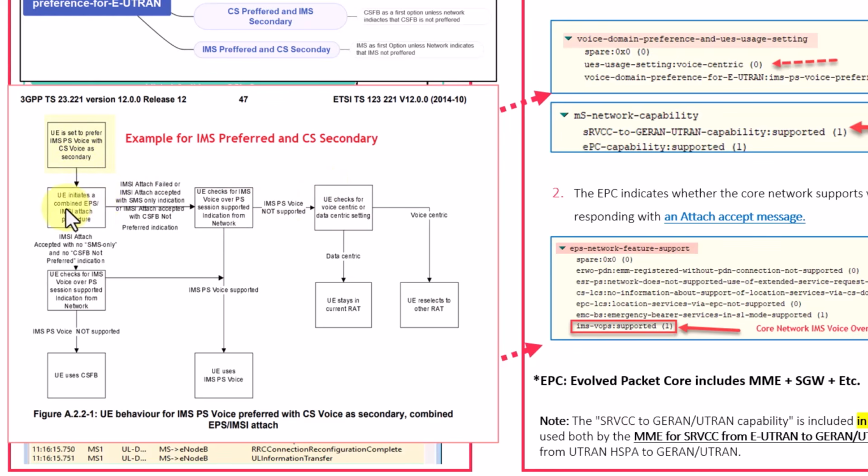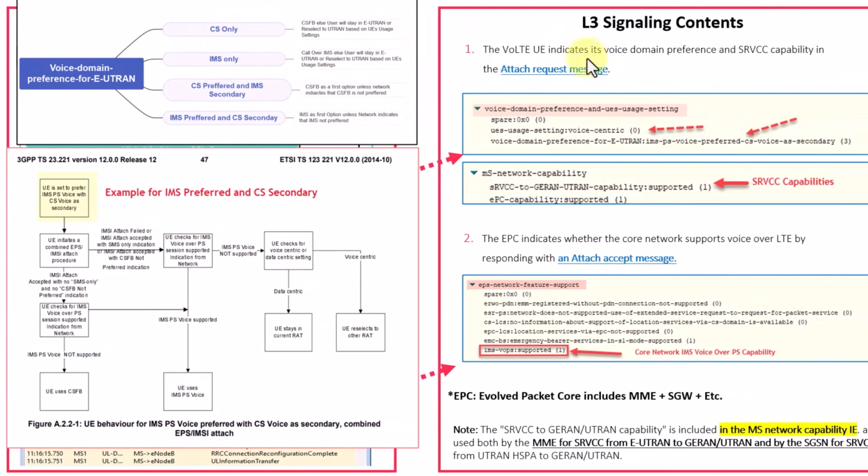So the user will initiate this combined EPS/IMSI attach procedure, and if the attach is accepted, as shown here, and there is no indication from the core network that CS fallback, for example, is preferred, CS fallback is not preferred. So the UE will check this kind of message, which is the network capability, whether IMS VoIP over PS is supported or not.